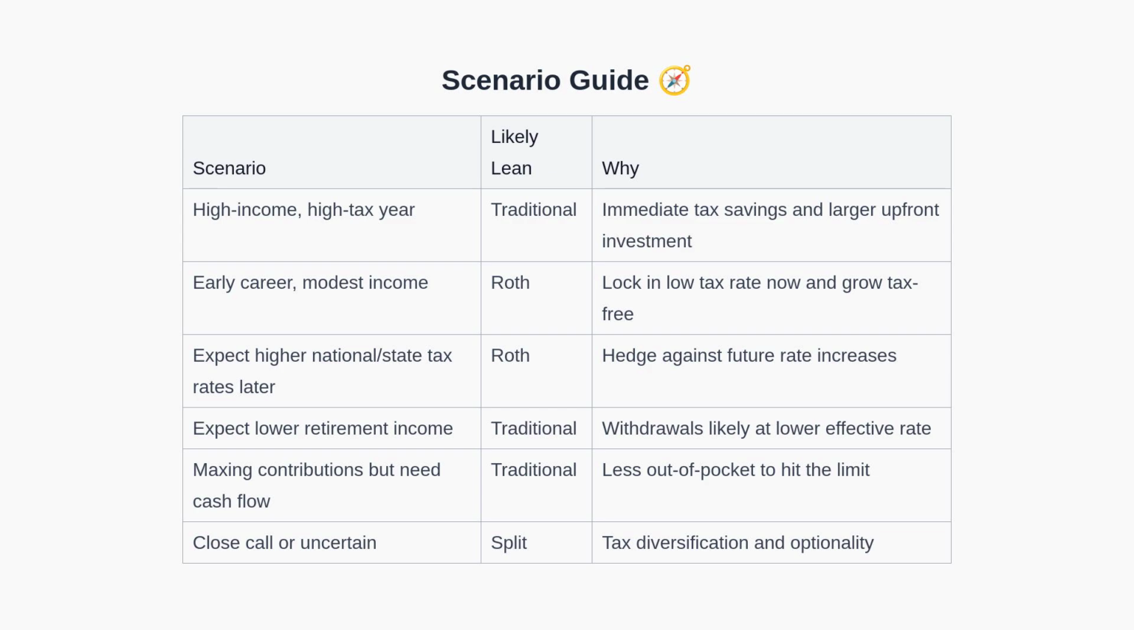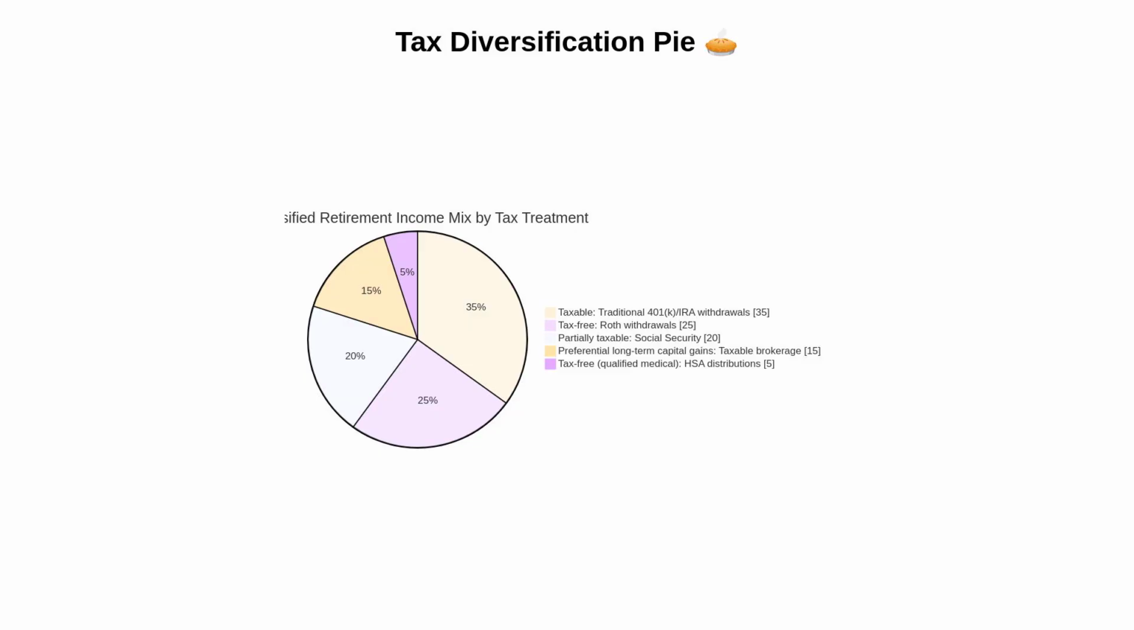If you expect lower retirement income, traditional withdrawals may be taxed at a lower effective rate. If you need more cash flow while still maxing your contributions, traditional requires less out-of-pocket cash to hit the limit. When uncertain, splitting contributions provides diversification and optionality. Now let's visualize diversification across income sources. This pie chart illustrates diversified retirement income by tax treatment.